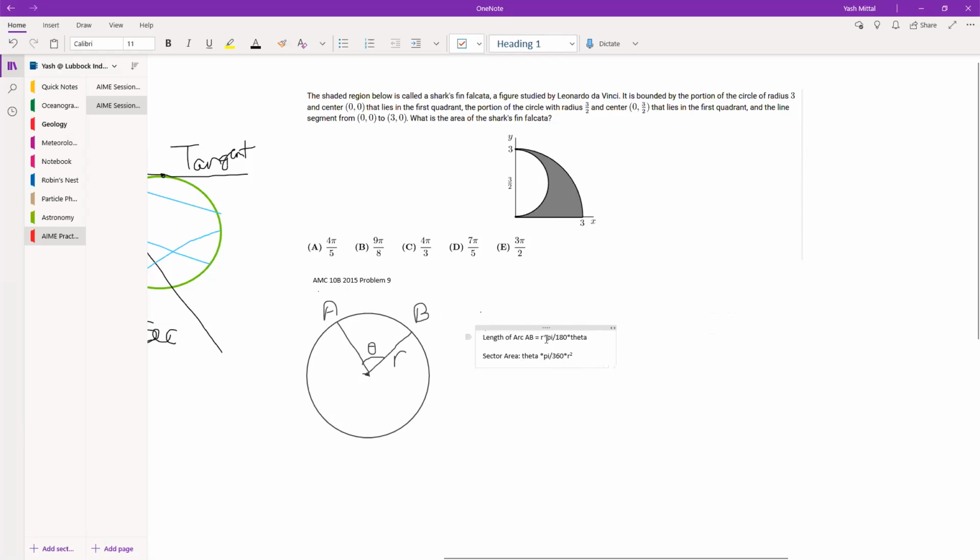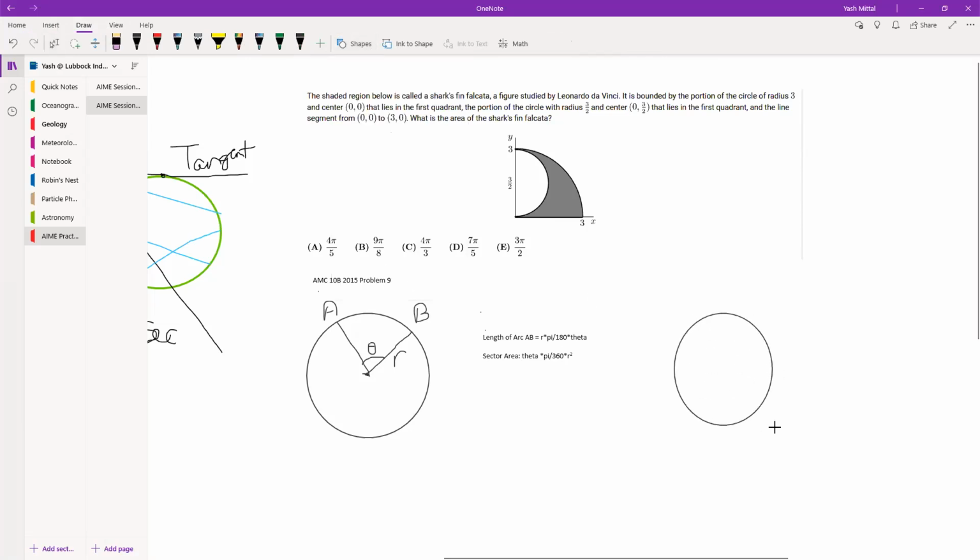In this case, let's say r was 1, just to make it simple. If theta was 90, and if I were to draw it out, 90 degrees would be this right here. The arc length of that will be r, let's just call that 1, times 90 over 180, that's 1/2. So it would be 1/2 pi.